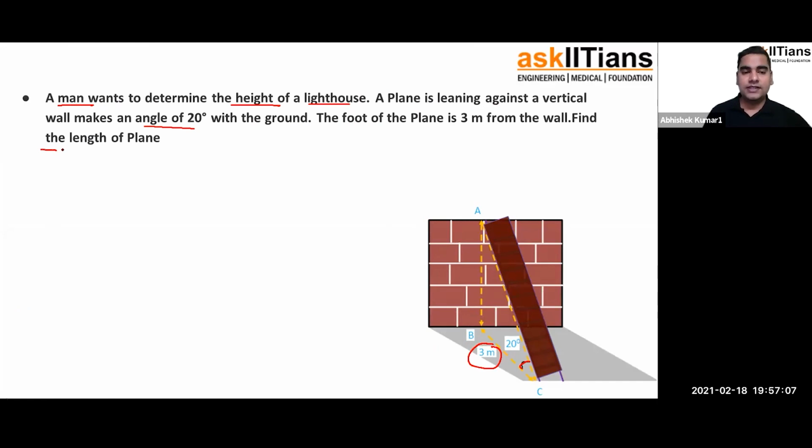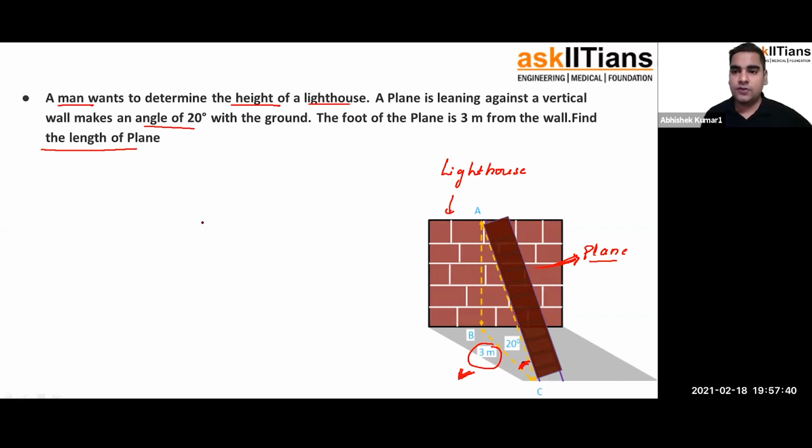They are asking you what is the length of the plane. So they are asking you this value. This is the plane they are talking about. And this is lighthouse. Understood? So we are provided base. Because with respect to this angle, which is 20-degree, this side is going to act as base. You have to calculate hypotenuse, which is actually the length of plane.